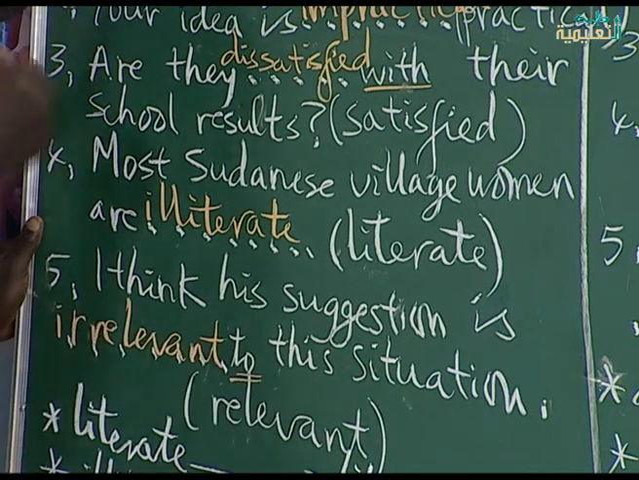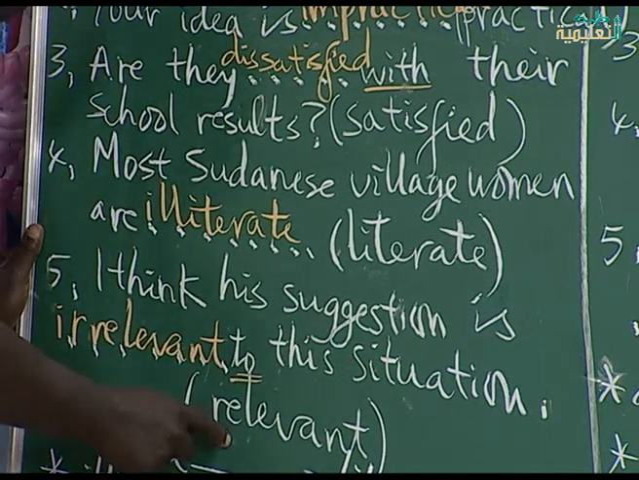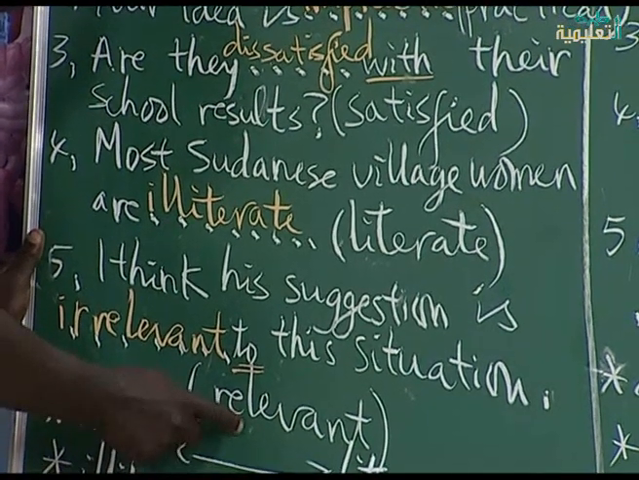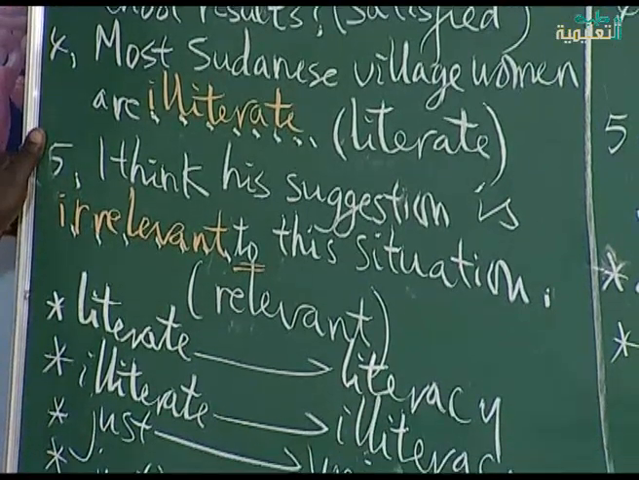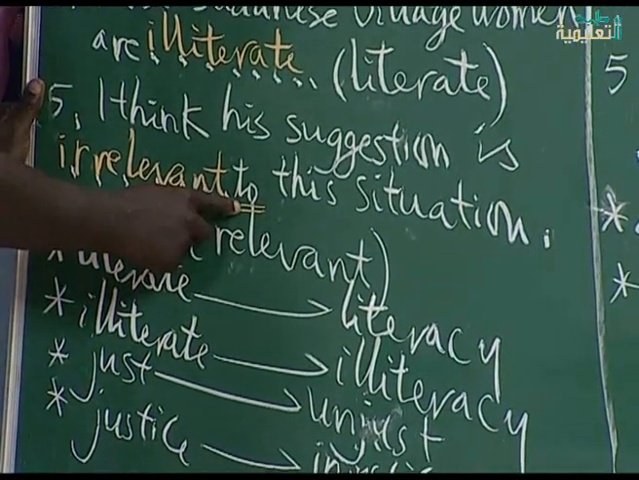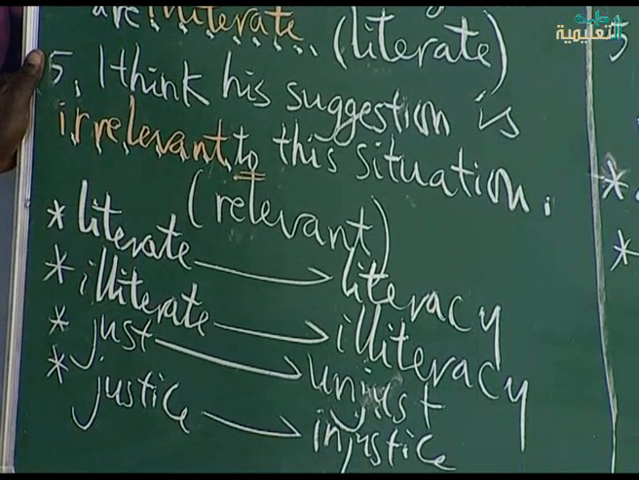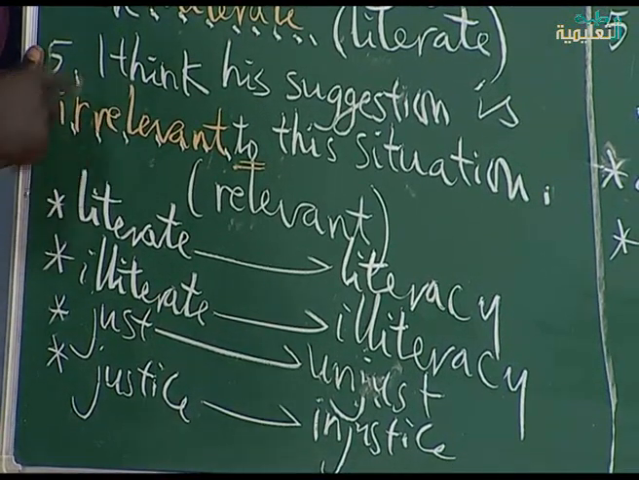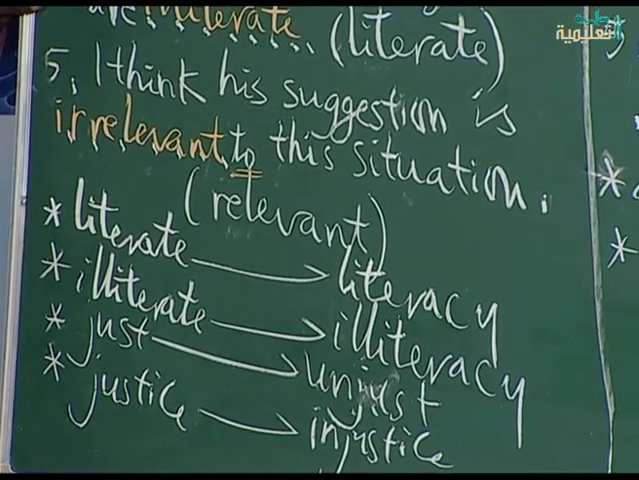The last one, of course, I think his suggestion, اقتراح, is dash to this situation. Here we have relevant. Relevant. ملائم، مناسب. Yes? This is the adjective relevant, R-E-L-E-V-A-N-T. It is followed by the preposition to, حرف الجر. To. Relevant to. Yes. It's going to have the prefix IR. It's going to be irrelevant.